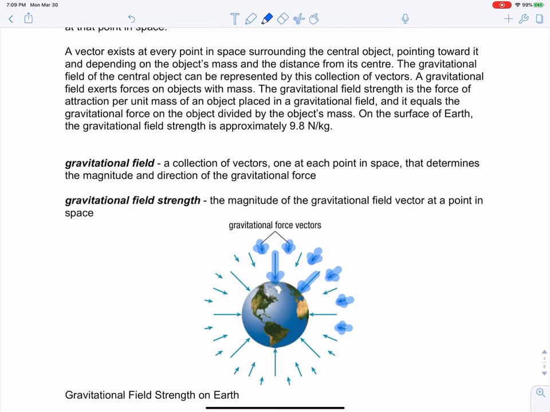Now, the gravitational field strength, the definition is the magnitude of the gravitational field vector at a point in space. As you get closer to the surface of the Earth, these values will approach 9.8 newtons per kilogram. As you move farther from the center of the Earth, the value for the field intensity of the gravity on Earth is smaller.